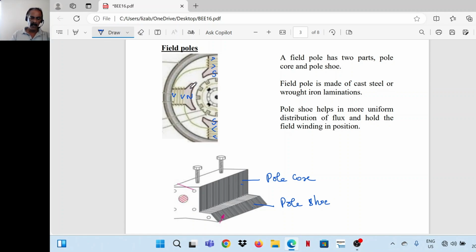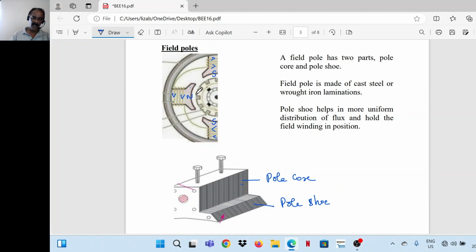Now the flux produced by the field poles should pass through the armature so that it cuts the armature conductors and completes its path through the yoke. This actually is a steady flux because direct current is passed through this winding. So the flux produced by the field poles is steady and unidirectional. It is of a specific magnitude and it does not alternate. There is no change in direction of the flux.